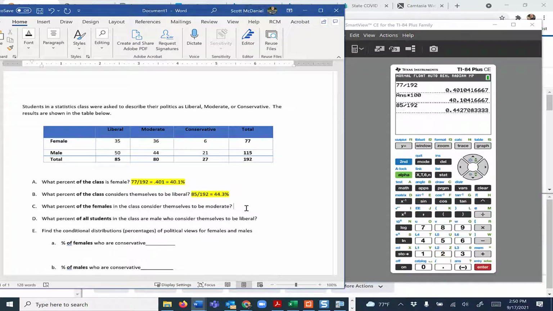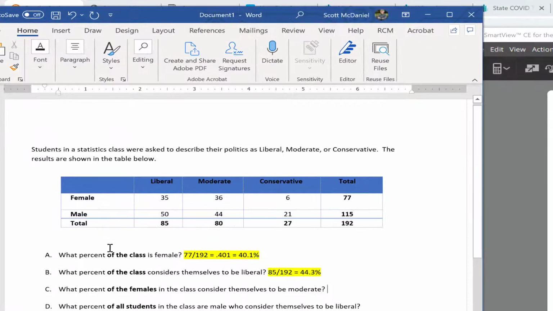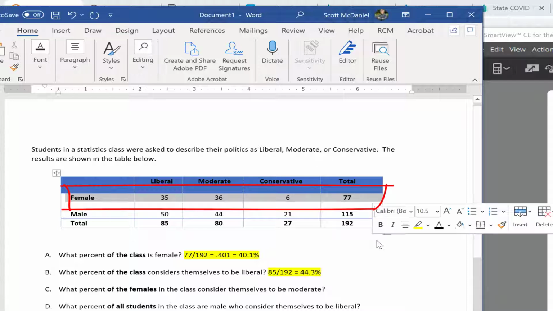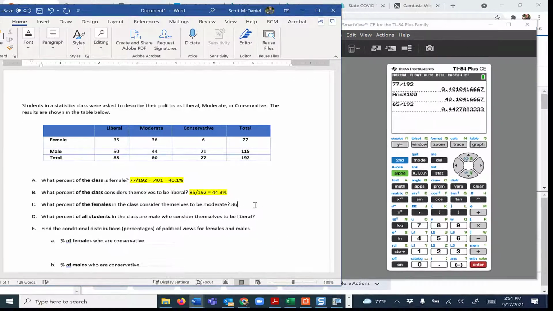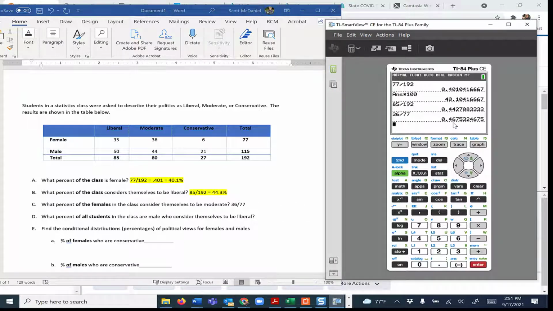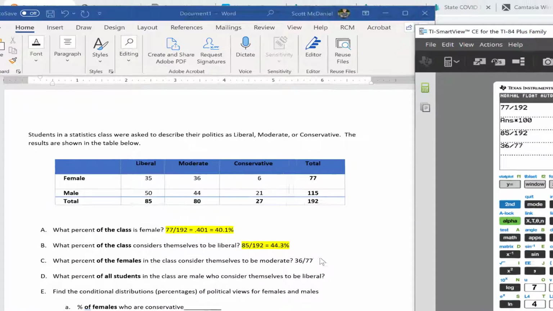What percent of the females in the class consider themselves to be moderate? Now we're only looking at the females, right? So that's the question in your head. What is the total? What percent of the females? So I'm only focused on this female row right here. We have a total of 77 females. Well, what percent of them? I need to count how many of them consider themselves to be moderate. Well, 36 consider themselves to be moderate. And so we're going to say 36 divided by 77, and we get about 46.8%.